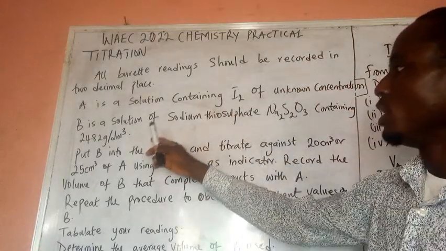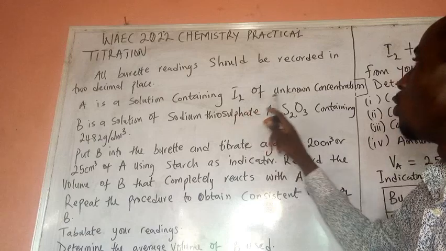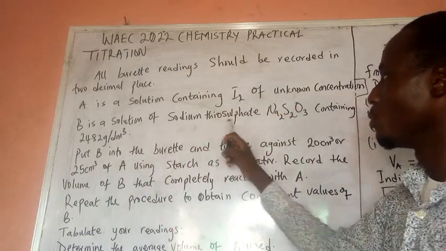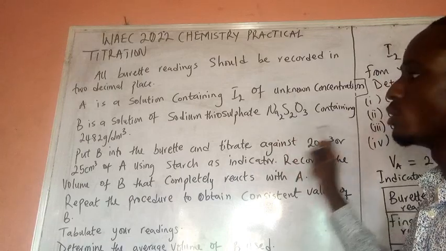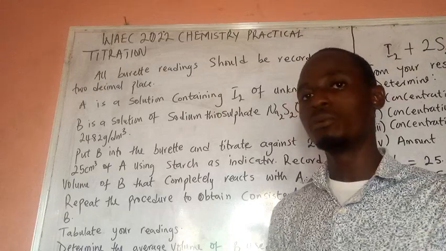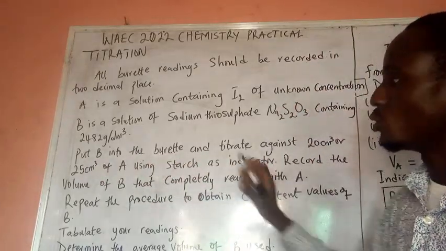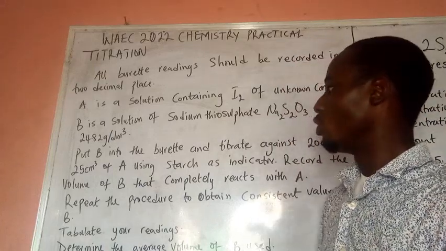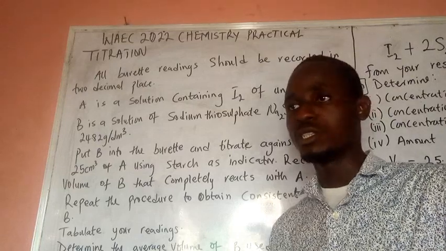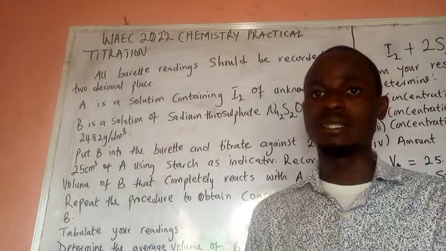So now, we said A is a solution containing I2, which is iodine, of unknown concentration. B is a solution of sodium thiosulfate containing 24.82 gram per dm³. The procedure tells us to put B into the burette and titrate against 25 centimeter cube of A. Actually, you see that this kind of titration is different, where we put B into the burette instead of A. It is called a back titration.